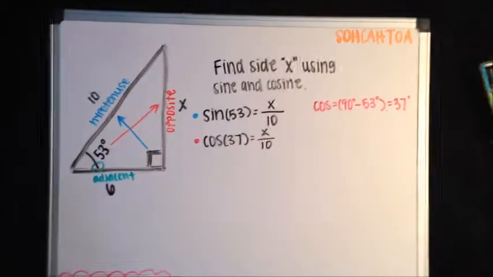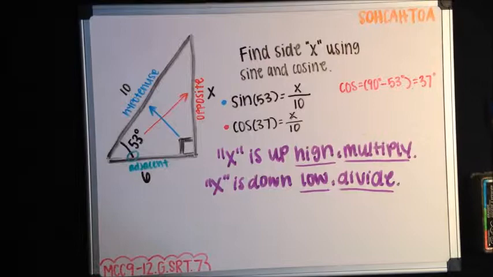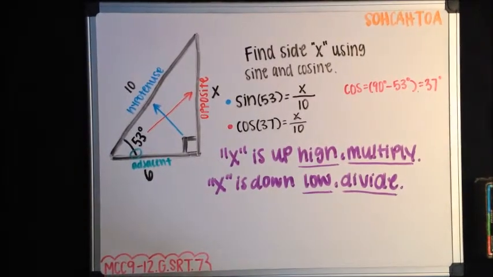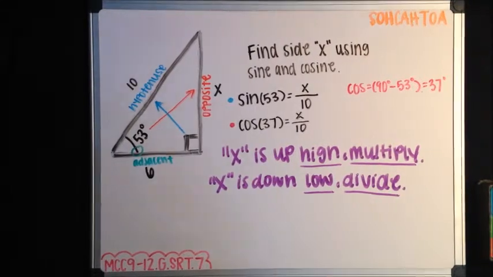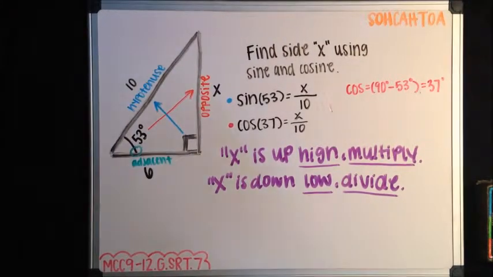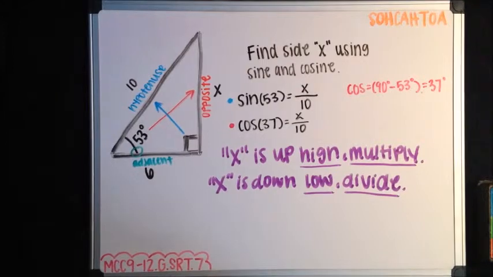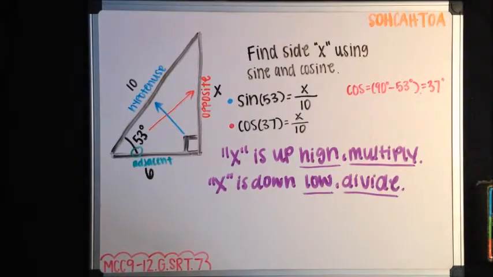Before we begin, there's a rule that can help you remember what to do when you come across an x in the formula for sine and cosine. If you see that x is up high, as in this problem here, you multiply, and if x is down low, you would divide.